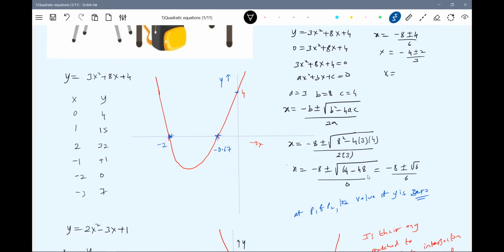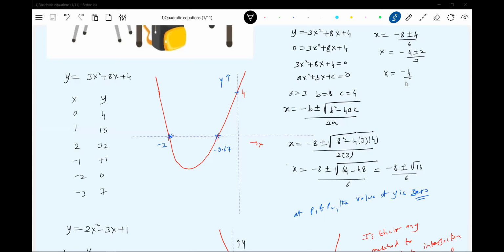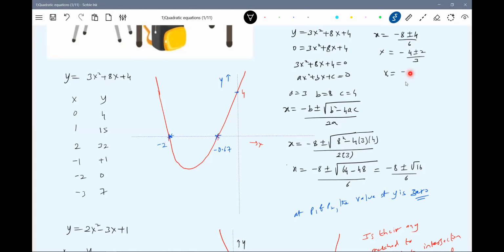So I am having two roots. We have two values. Minus 8 plus 4 by 6 gives minus 4 by 6, so this will become minus 2 by 3, that is minus 0.67. Another value will be x equal to minus 8 minus 4 by 6, which is minus 12 by 6, that is minus 2.